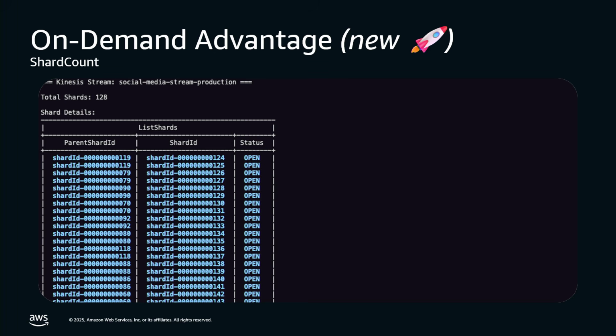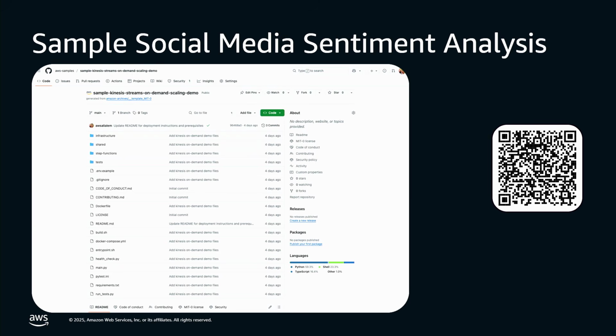I think that was a really interesting demonstration of how warm throughput can help you with these business events that you can anticipate, such as a launch. As I mentioned, this is available on GitHub. If you're interested, you can take a snap there of the QR code. You can check it out. You can run this for yourself. It's a really interesting example of how on-demand advantage can make your peak events a non-issue for yourself.